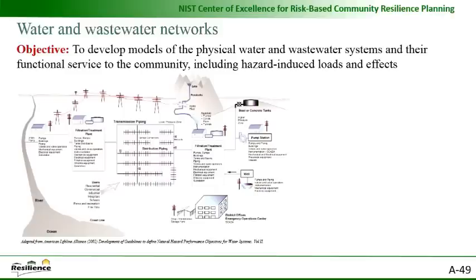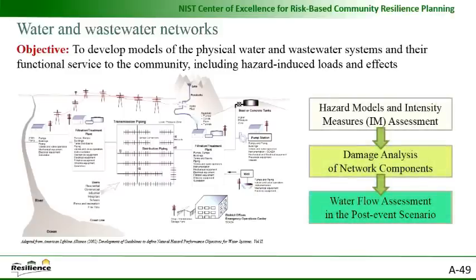The water network performance analysis consists of 3 main parts. 1. Modeling of the hazard, such as earthquakes, tornadoes, floods, and the assessment of the intensity measures at each site. 2. The analysis of the damage of each component in the network using fragility functions for the nodal components and repair rate functions for the linear ones. And finally, 3. The assessment of the loss of functionality considering key network-specific metrics such as, for example, water pressure and water quality.